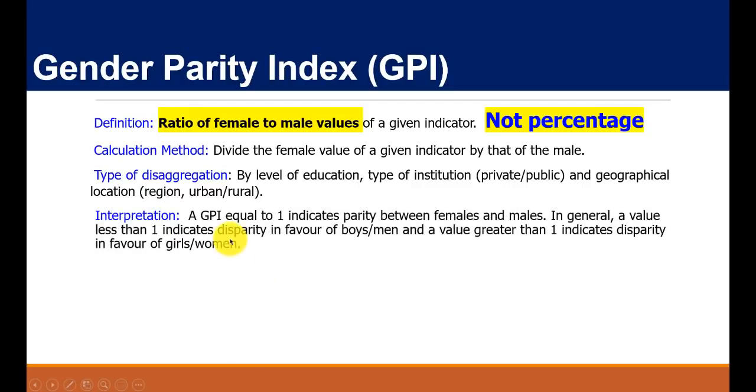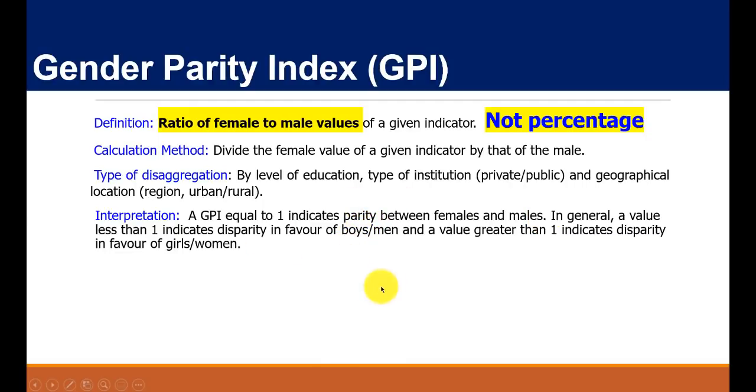So you can disaggregate it by level of education, type of institution, geographical location, and all of that. How do you interpret it? A GPI equal to 1 indicates parity. That means it's just 1. If it is 1, it means that the disparity is the same, there is no difference between male and female in terms of number. There's parity.